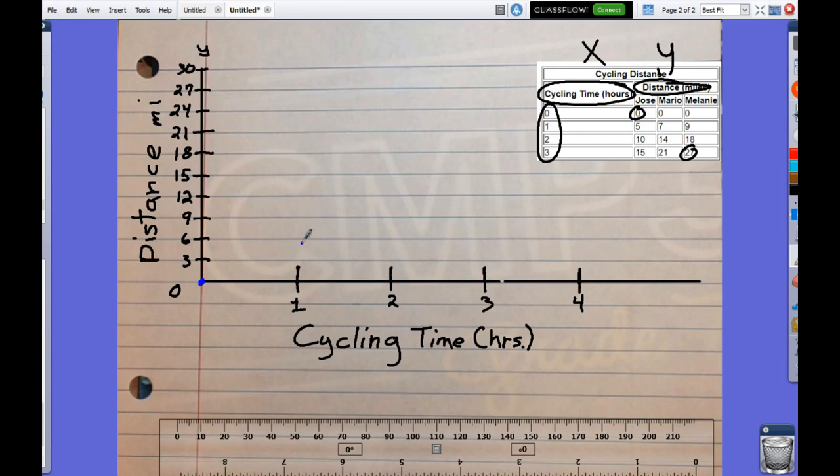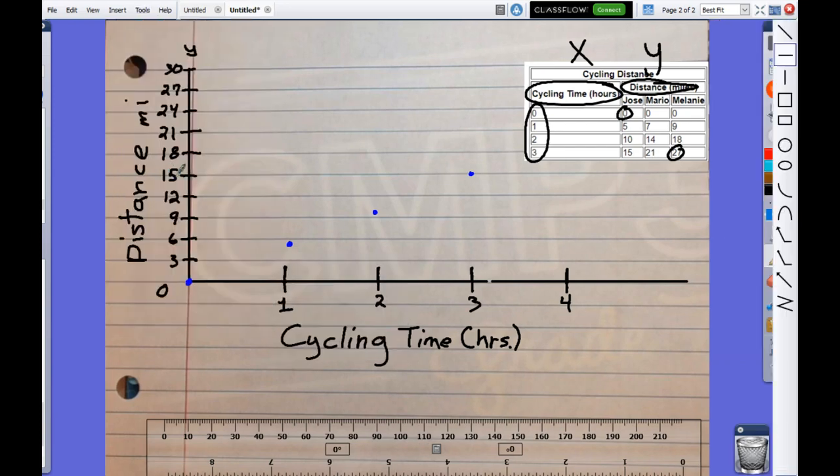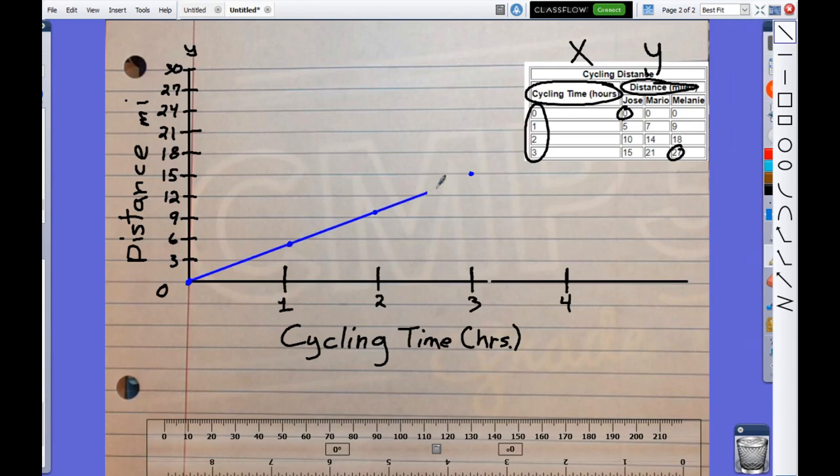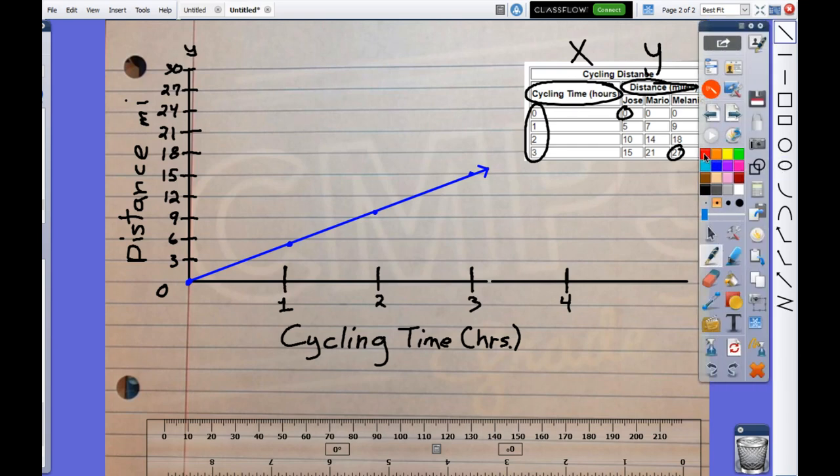So we're going to use some estimation here. 5 should be right around there. After 2 hours, he's going to be at 10. 10 should be right around here. And then after 3 hours, he's going to be right at 15. And that is there. Then we would take our line tool and connect those dots. Now, because of estimation, my dots are a little bit off, but that's going to be Jose's line.